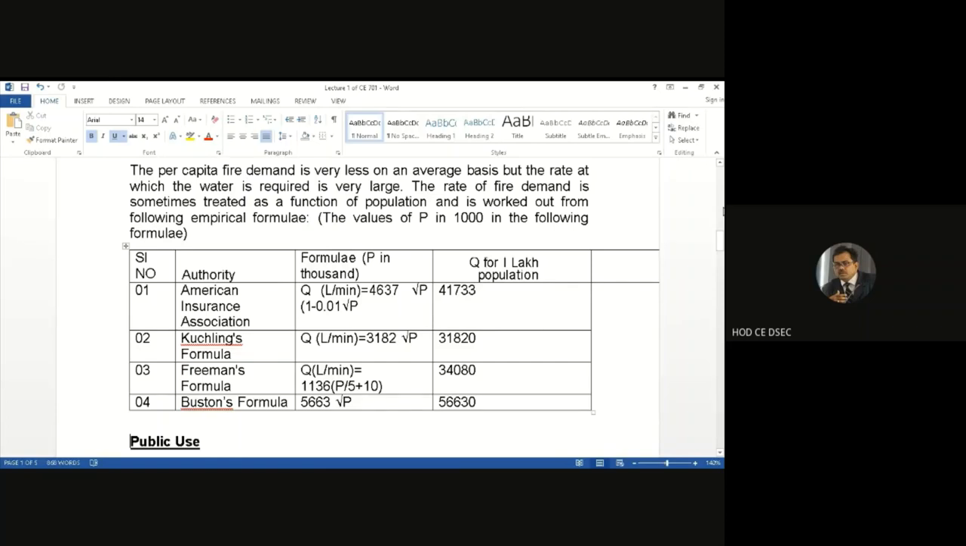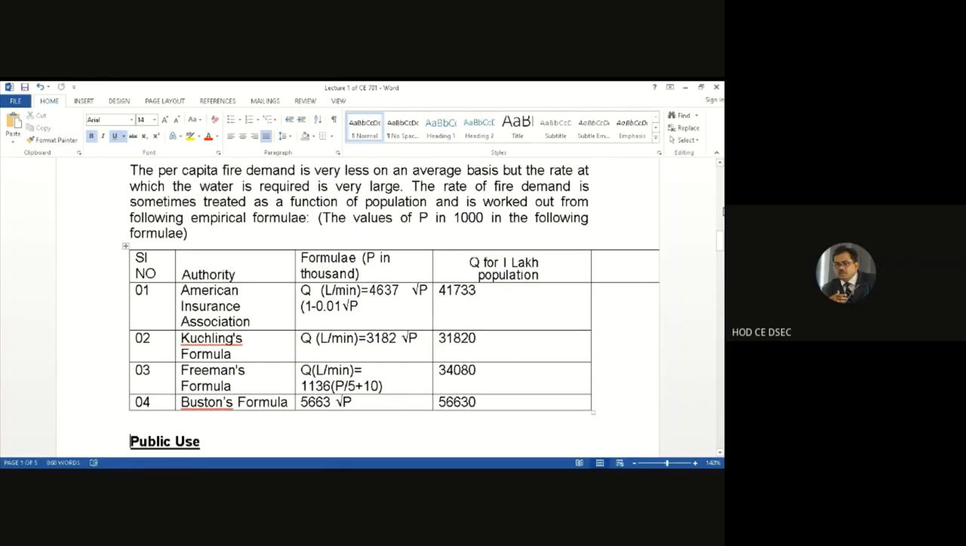Next, Kuichling's formula gives us 3182 square root of P. If you put 100, again I am saying the same thing, for 1 lakh population the figure you have to put in the formula is 100, because P is in thousands in the built-up formula. So 3182 into square root of 100, which is 10, gives us 31820.